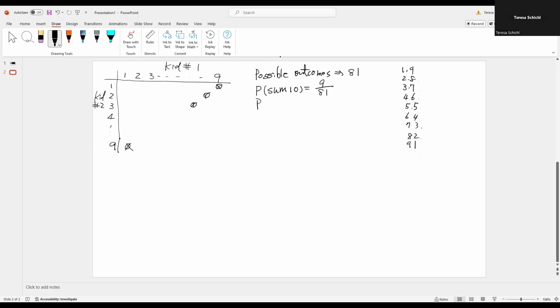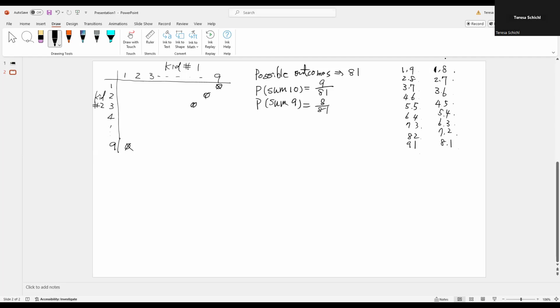The same thing here, what about the sum of 9? You will get 1,8, 2,7, 3,6, 4,5. Then you have 5,4, then 6,3, 7,2, and 8,1. How many do we have? 1, 2, 3, 4, 5, 6, 7, 8. So we have 8 out of 81.